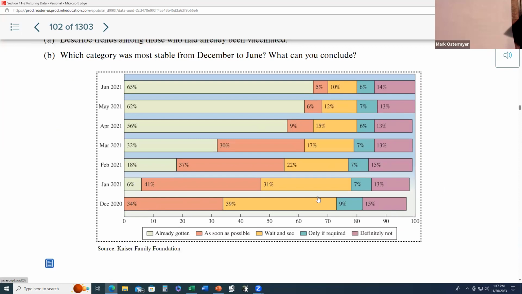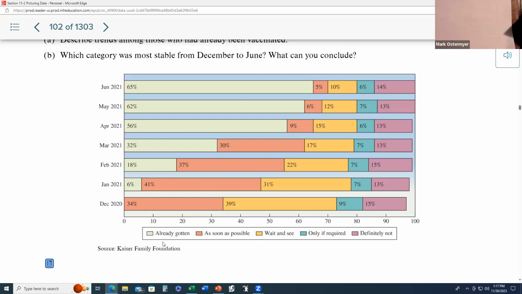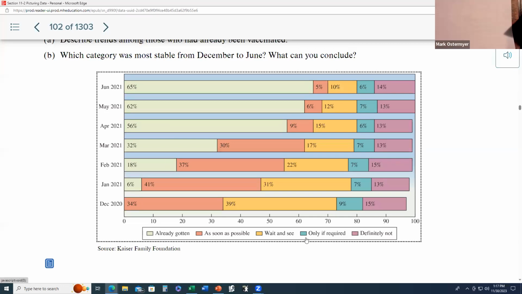Well, can we even understand how to read this thing? Our vertical axis is time. Notice December 2020 all the way through June 2021. We have different categories represented by different colors here. The light green is already received the vaccine. The peach color is as soon as possible. Yellowish color, wait and see. Turquoise, only if required. Definitely not is the pink color there.